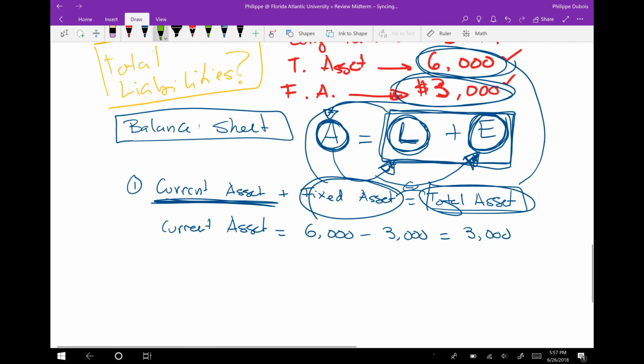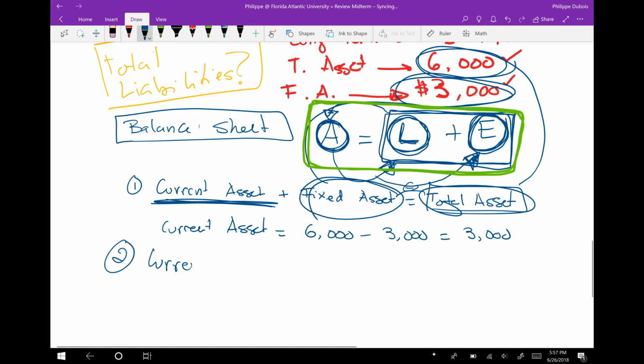Always keep in mind this equation, and you'll see exactly how it circles back around, all right? Let's keep moving. Step 2 is to find out your current liability. Now you know that total asset has to equal liability plus equity.